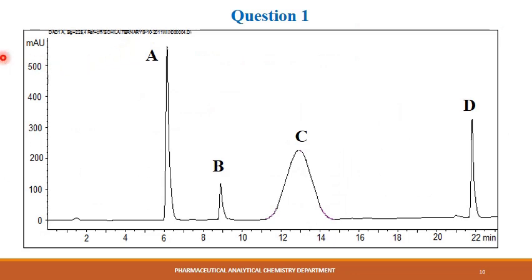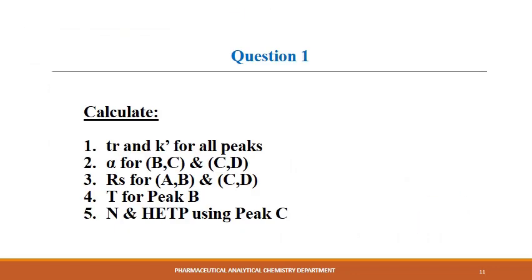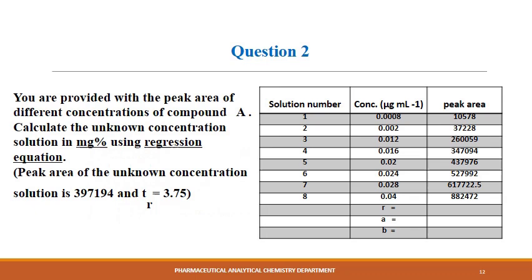So now that we have discussed all the system suitability parameters, you are required to answer 2 questions. The first question: here there is a chromatogram having several peaks, A, B, C, and D. You are required to calculate the following parameters for this chromatogram.